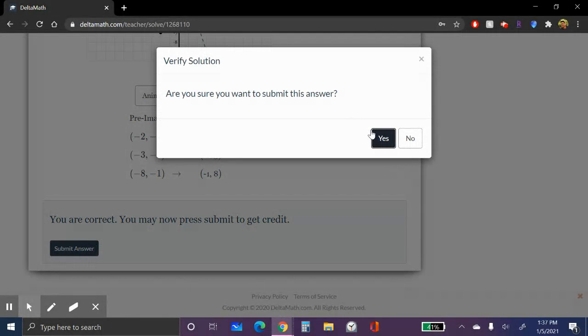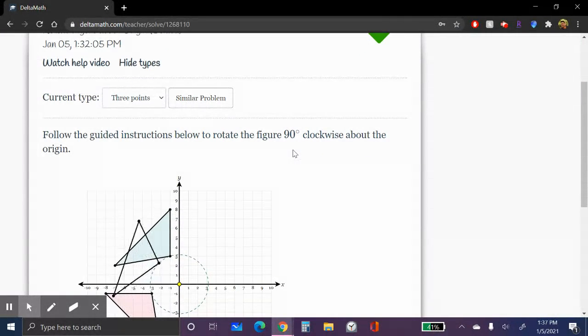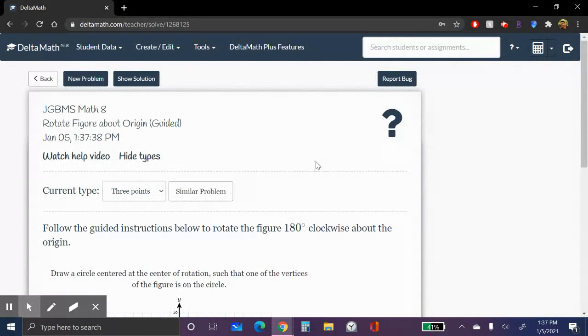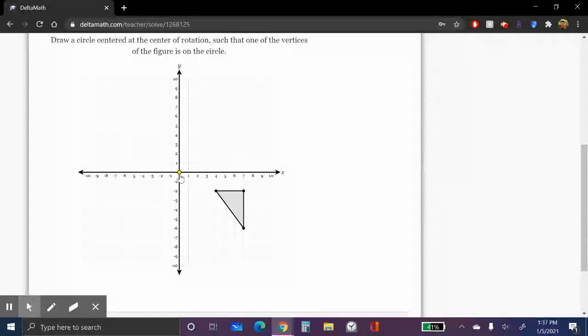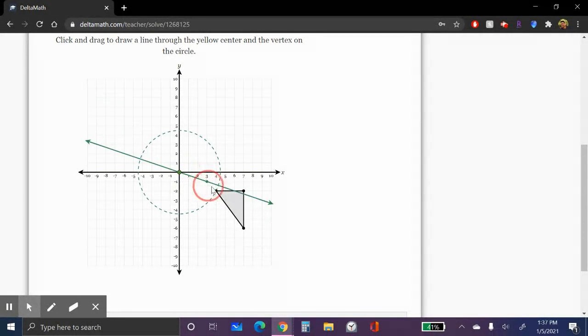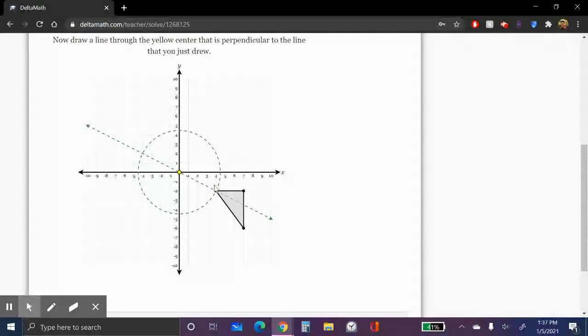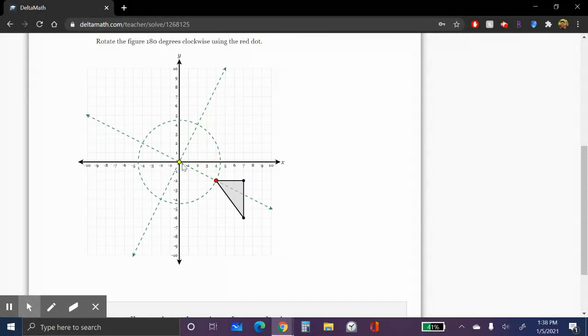Okay, so let's look at a similar problem. Let's do 180. The same thing: we're going to click and drag and make a circle that hits one of the points. Then we're going to click and drag and make a line that goes through that same point. Now I went right 4, down 2. So that means I have to go right 2, up 4 to make the perpendicular. Then I'm going to drag it.